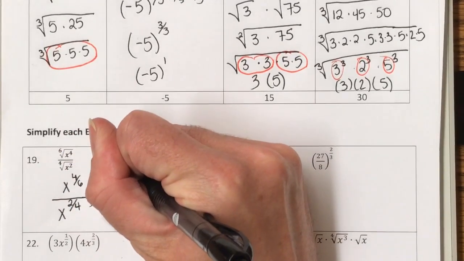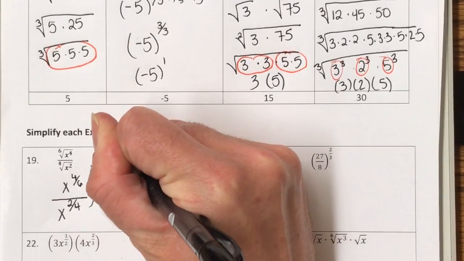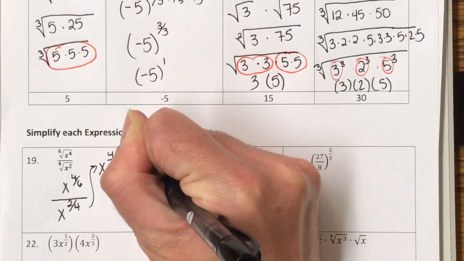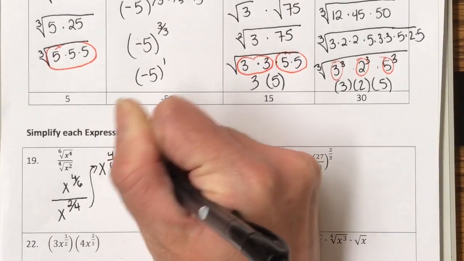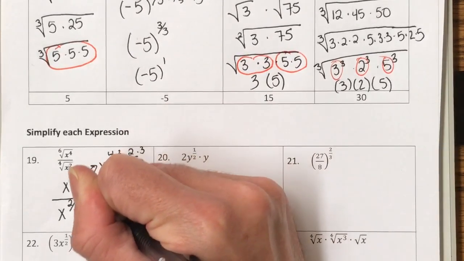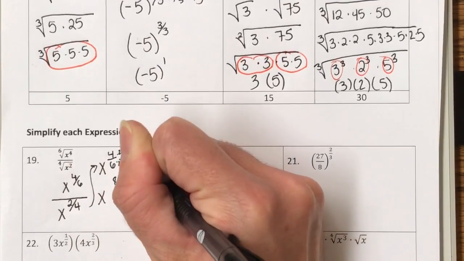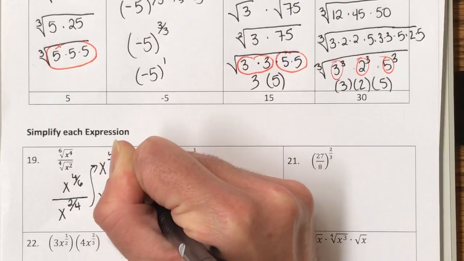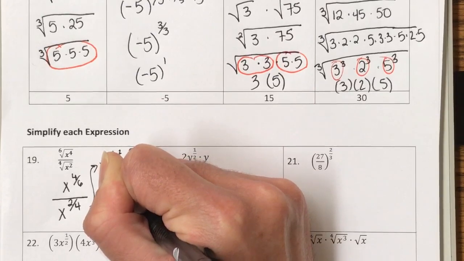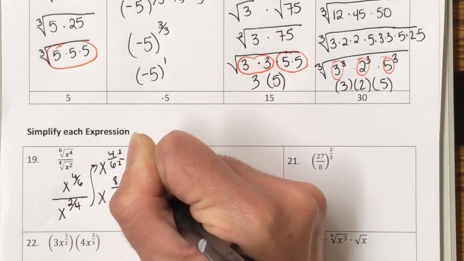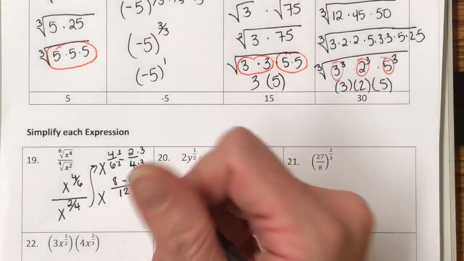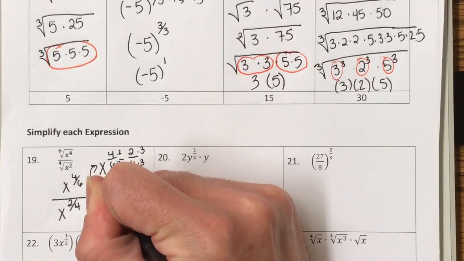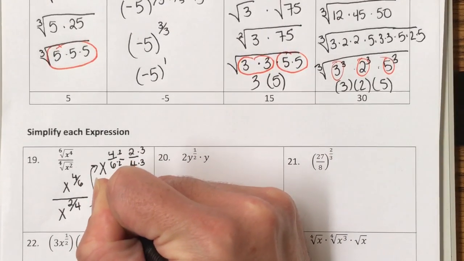So I'm going to multiply this one by 2 over 2, and I'm going to multiply this one by 3 over 3. So 4 times 2 is 8. 2 times 3 is 6 over 12. 8 take away 6 is 2. So this becomes x to the 2 over 12.